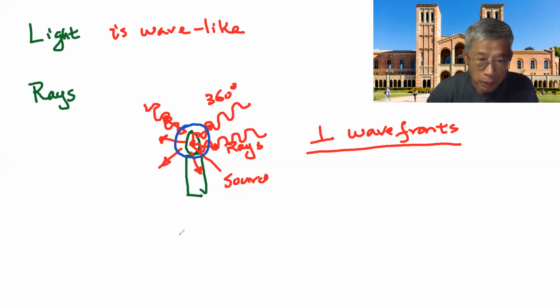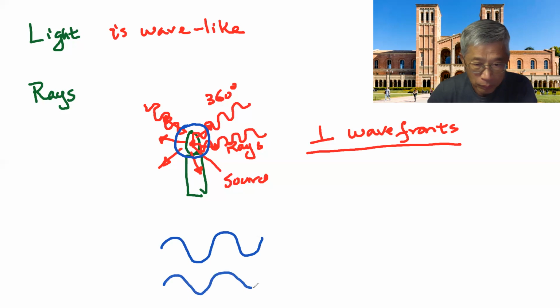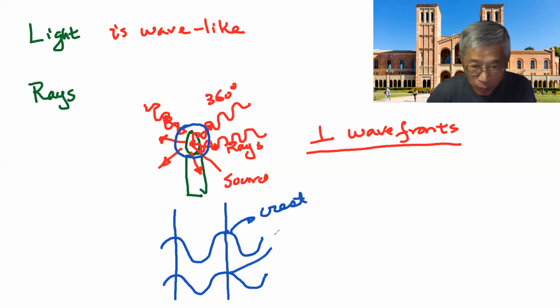Let's say I draw the plane case. You have one wave like that, and then another wave, and there are lots of them. So this is your wavefront right there, and that's your wavefront right there. This point is your crest, and this is your crest also. And this is your trough, and that's your trough.